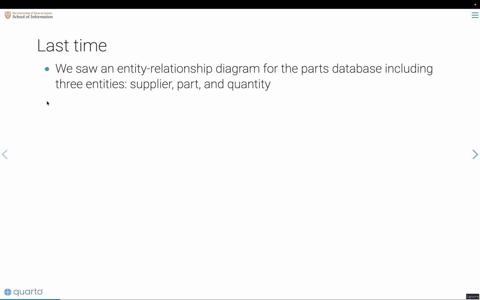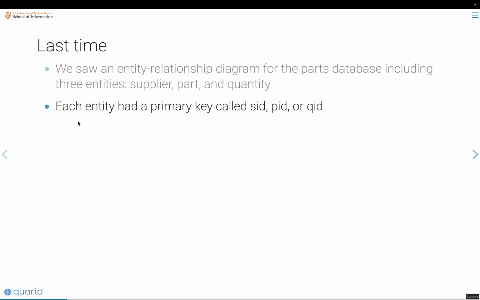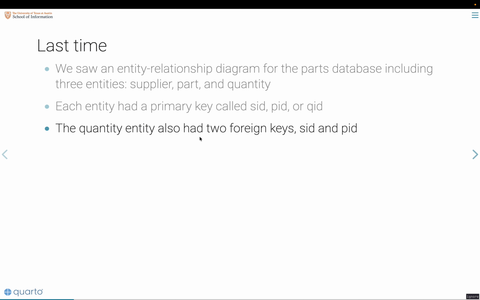So last time in week 3 we saw an entity relationship diagram for the parts database, and that included 3 entities: the supplier, the part, and the quantity. And the quantity was really an event, the shipment of a quantity of parts from the supplier to us. And each entity had a primary key called SID, PID, or QID. And the quantity entity also had 2 foreign keys, SID and PID. And the process of entity relationship diagramming allows us to identify the objects and events and processes that will constitute tables, usually 1 table per entity.